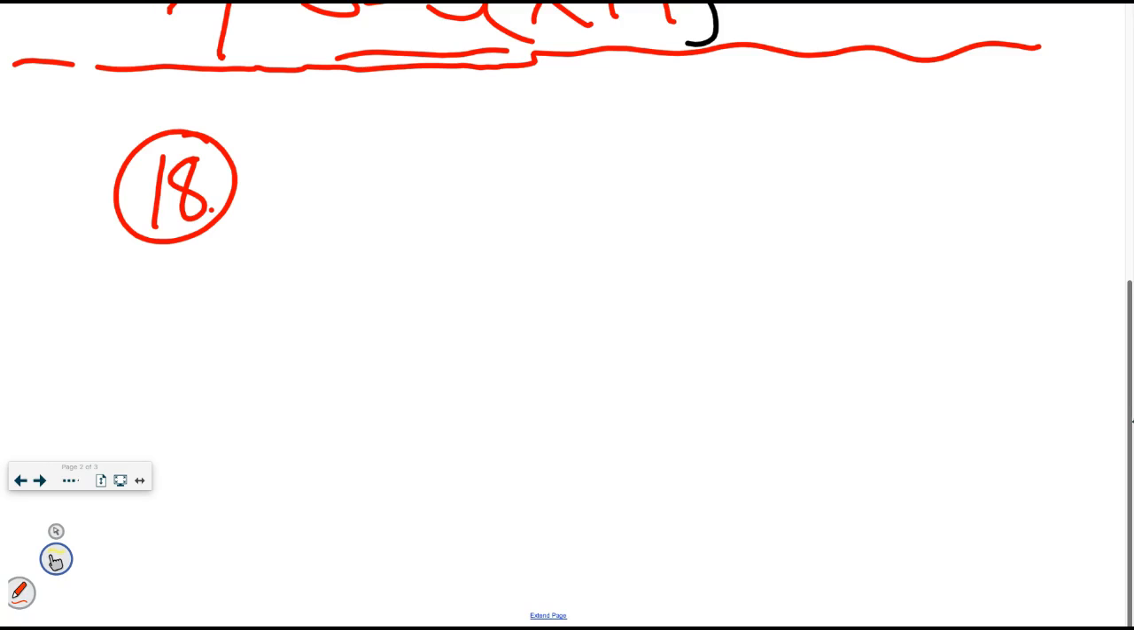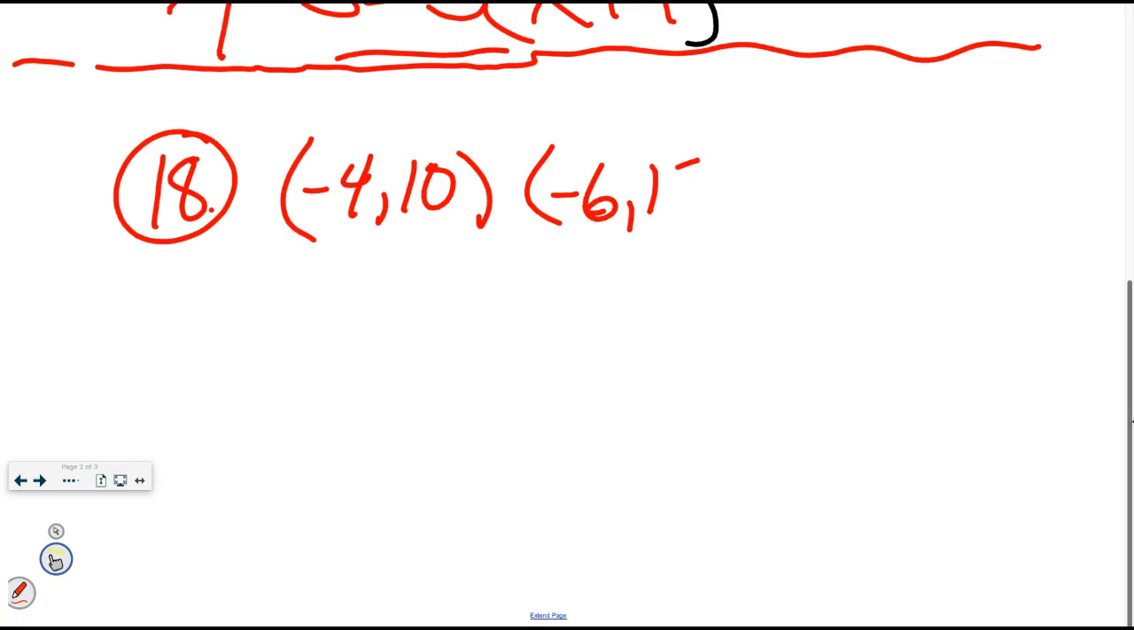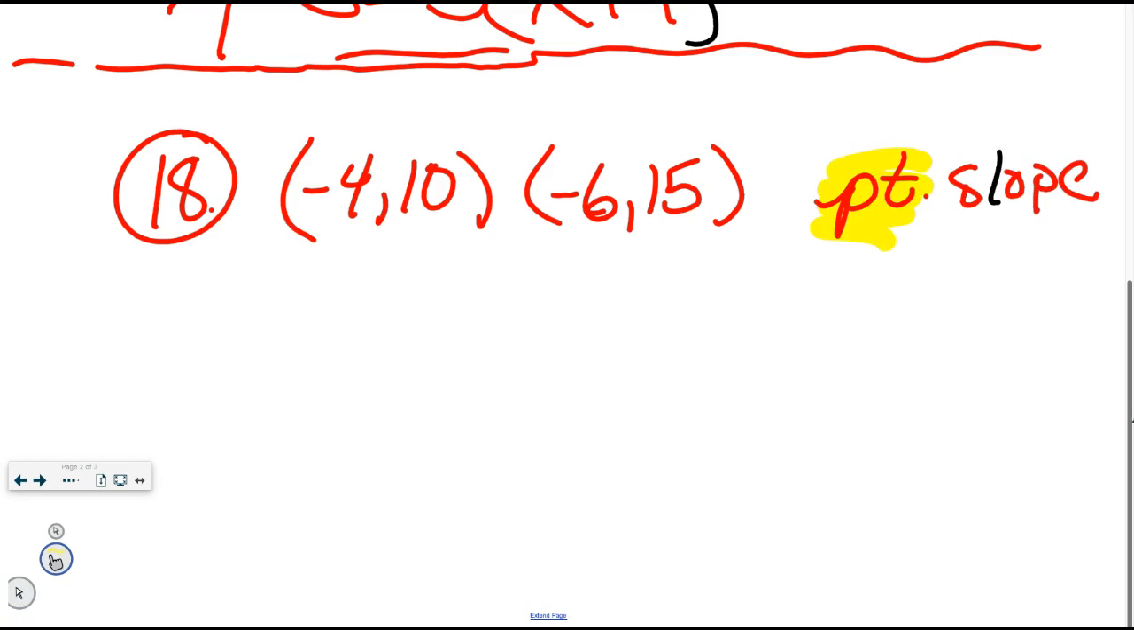It said, write in point slope form an equation that goes through... Now, if you were with me yesterday, I actually think I did this with Jackson, but that's okay. Number 18 was -6, 15. It said, Leah, to do point slope form. So you need a point, which you have. You actually have too many points. You have 2 of them, right? So I'm just going to grab one. It doesn't matter which one.